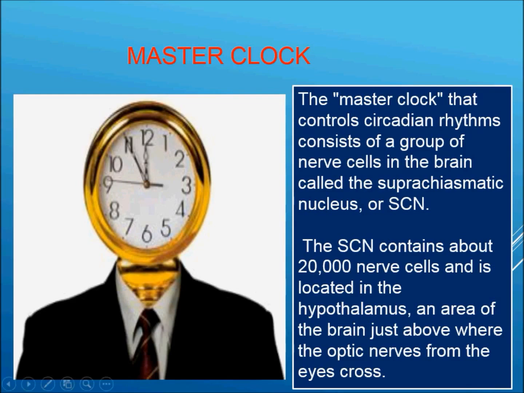So this is SCN, that is suprachiasmatic nucleus. It contains about 20,000 nerve cells, and it is located in the hypothalamus area, an area of the brain just above where optic nerves from the eye cross, and that's why its name is suprachiasmatic.